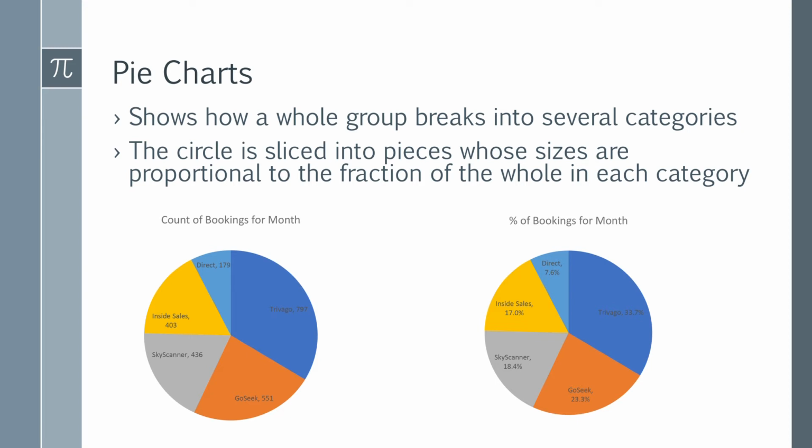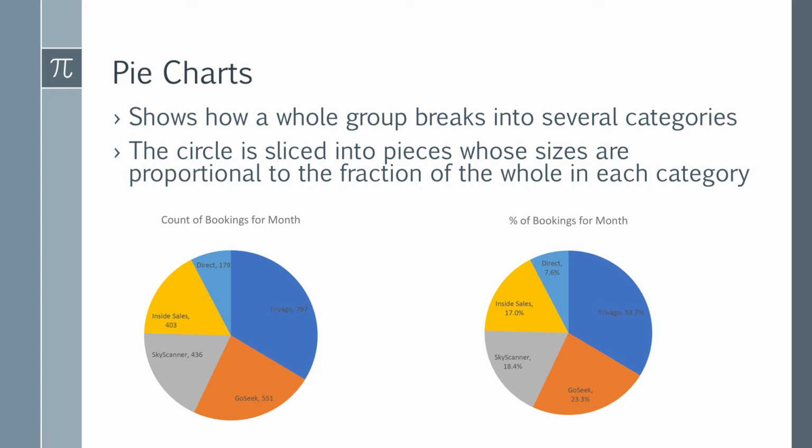The circle is sliced into pieces whose sizes are proportional to the fraction of the whole in each category. So if we look at the pie chart on the left, that is our count of bookings for the month. Each slice of pie is a different color, so you can tell them apart. It's also labeled with the marketing channel and the count of bookings for that marketing channel.